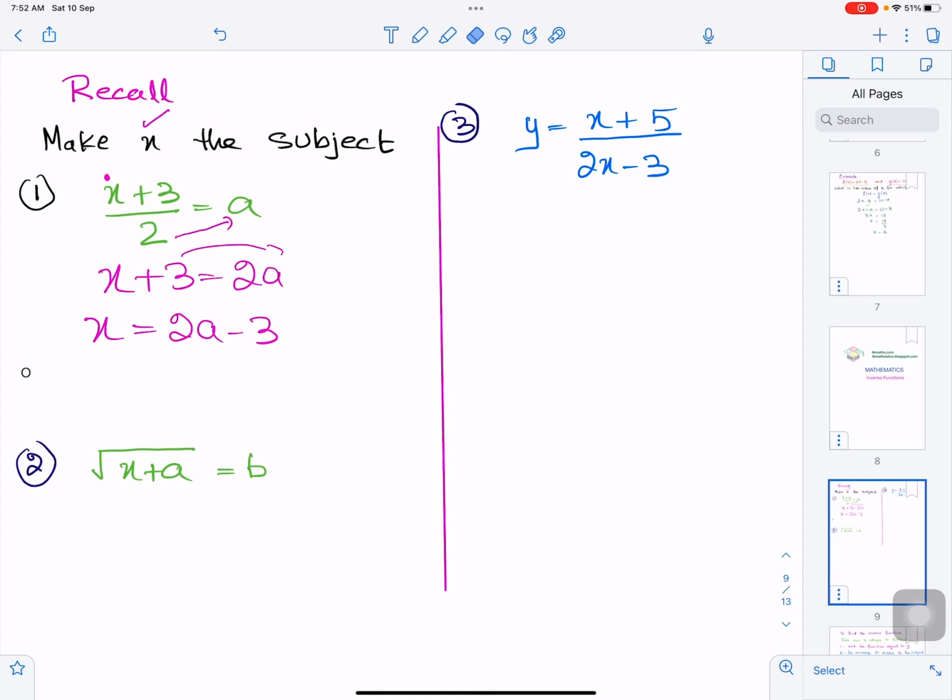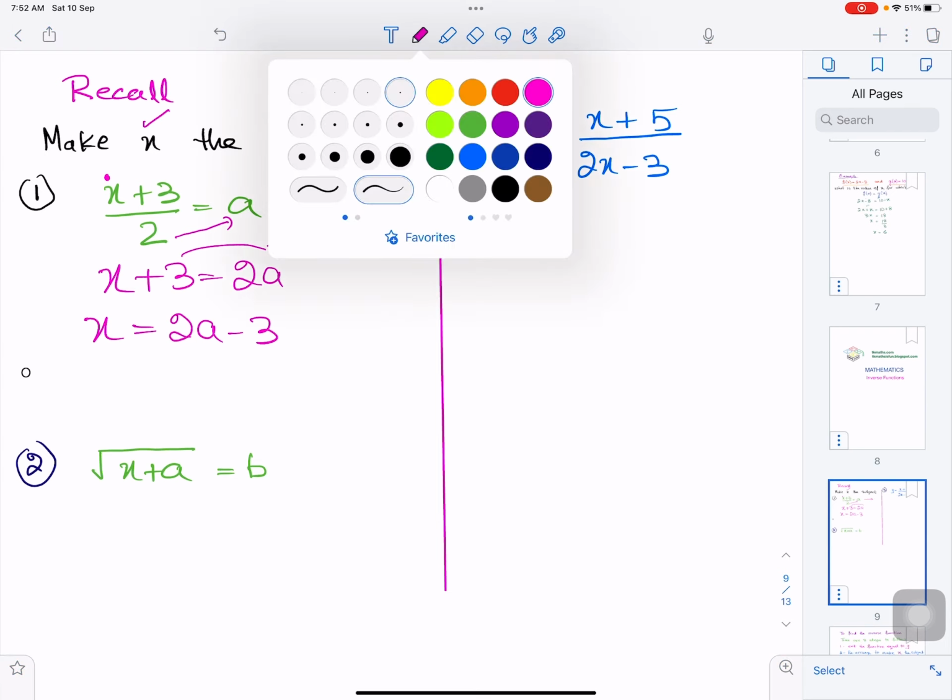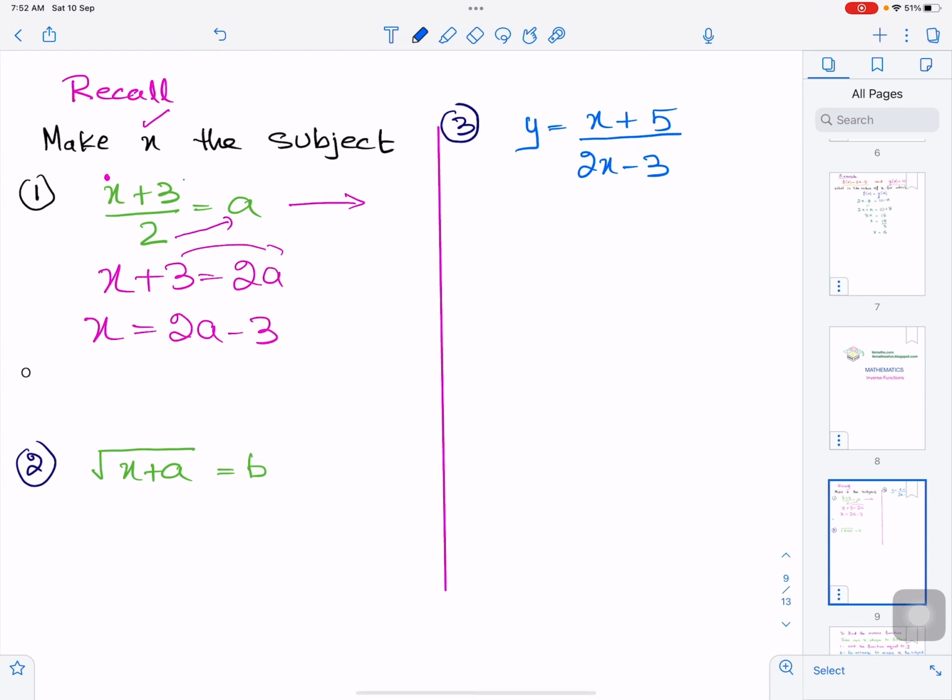Let me tell you the common mistake students make here. Usually, they take the 3 across first, before dealing with the 2. They write x upon 2 equals a minus 3. So please avoid making such a mistake. You have to finish the division first and then take the minus 3 across.